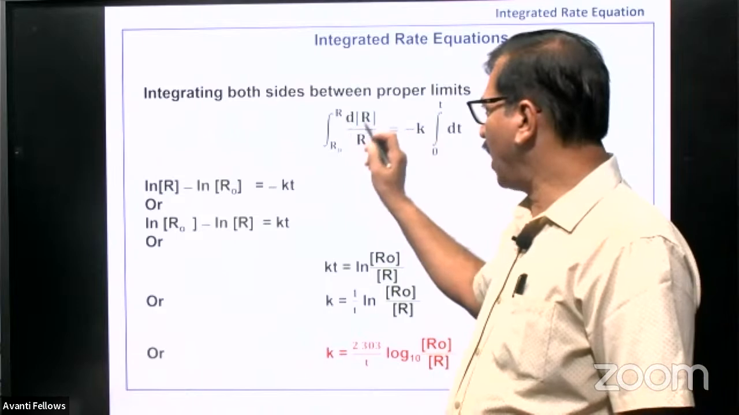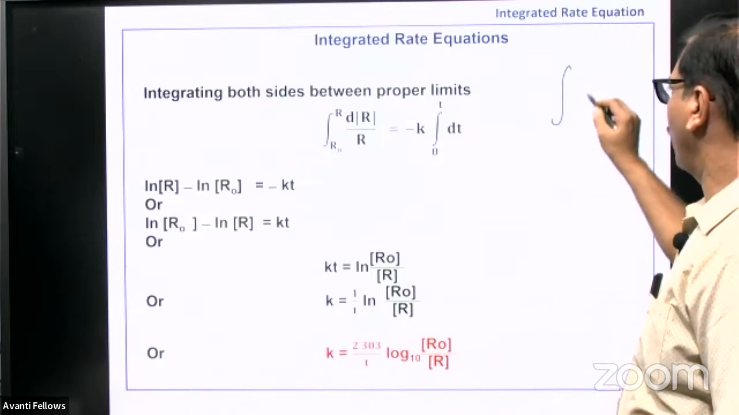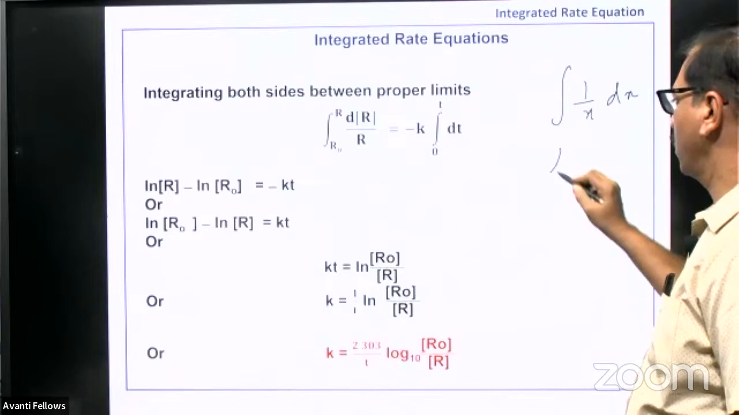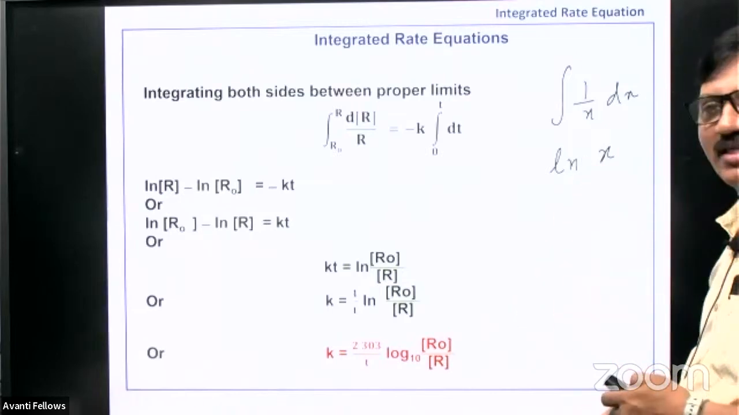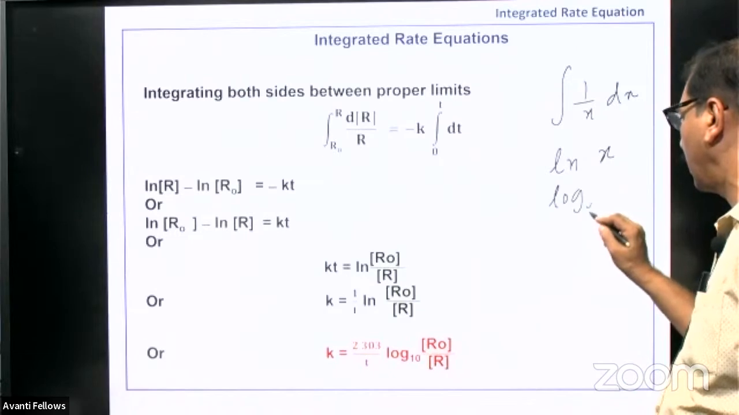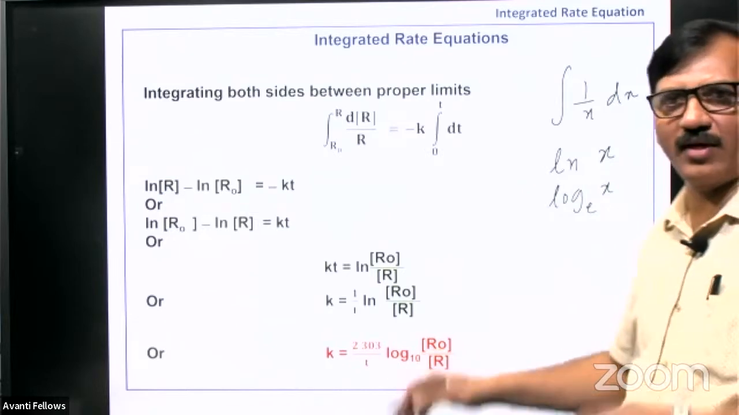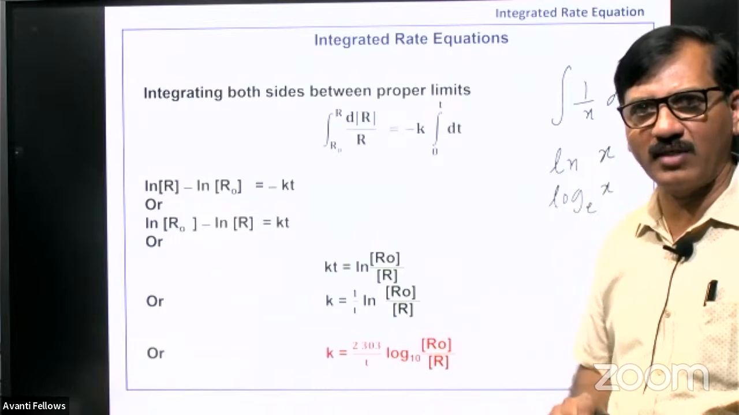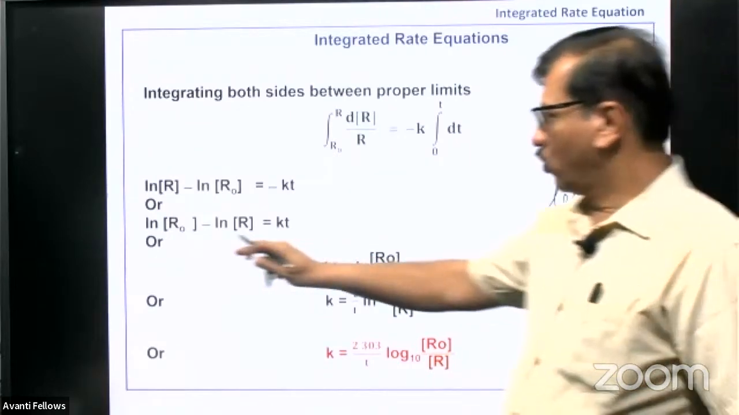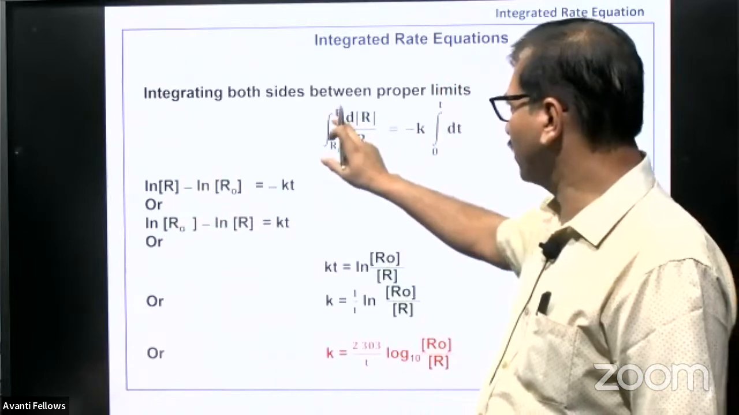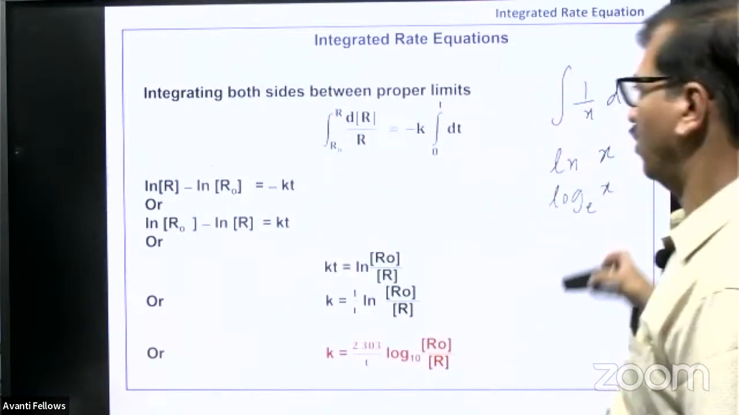Now 1 by r dr, integrating 1 by r with respect to r. So integrating 1 by x dx is ln x, log x. When we write ln, this is nothing but log to the base e of x. This is the way that we write, because in physics, mathematics, and chemistry, there are various ways of writing. Whenever you are writing ln, it is log to the base e. So this is ln r, right? And constant of integration is minus ln r naught.